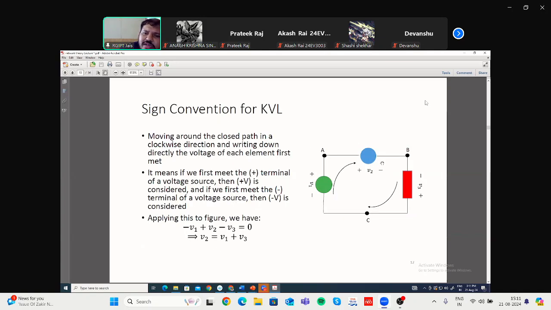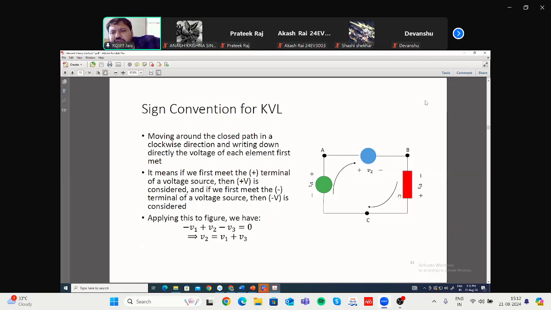So we saw this example. Now what was the convention we used? If a loop is given, then you have to always move in a clockwise direction inside the loop. While moving, let us say first you are encountering this green element. Then while moving in a clockwise direction, you have to see whether first you are encountering the positive sign or negative sign. If you are encountering the negative sign first, that means you have to write minus V1. Then when you are encountering the blue element, you are first encountering the positive sign, so plus V2.